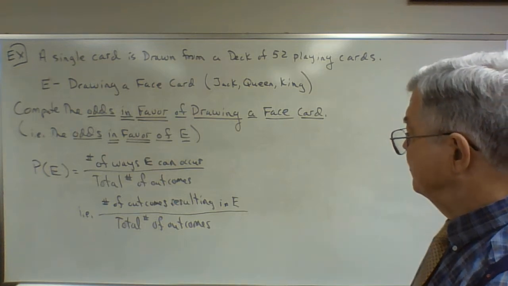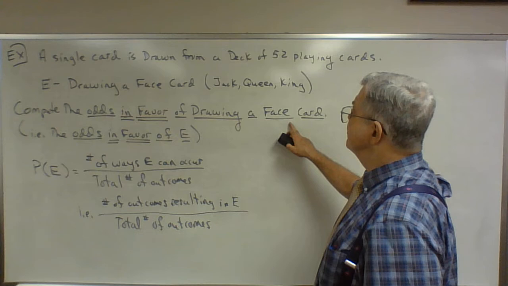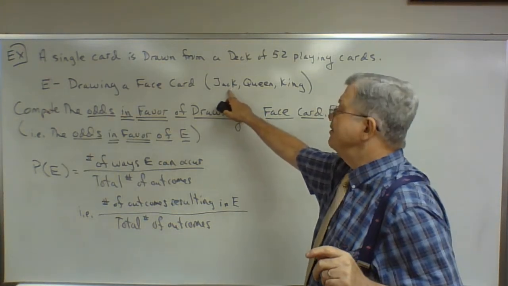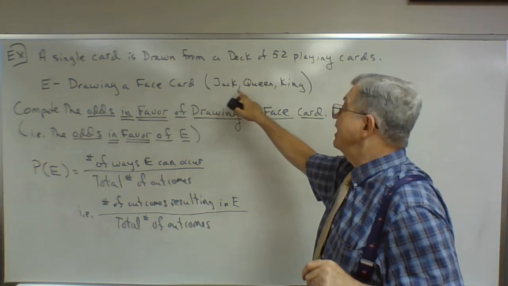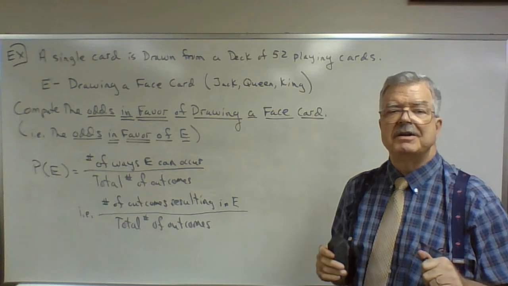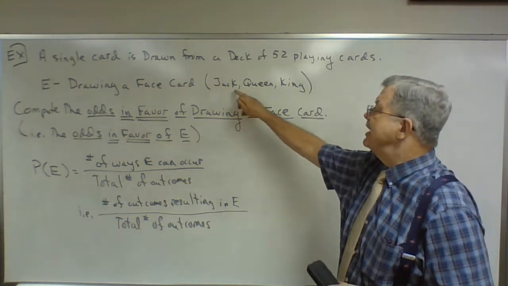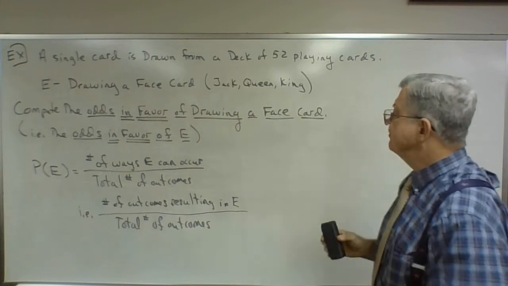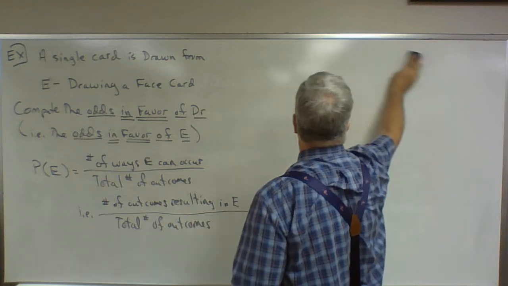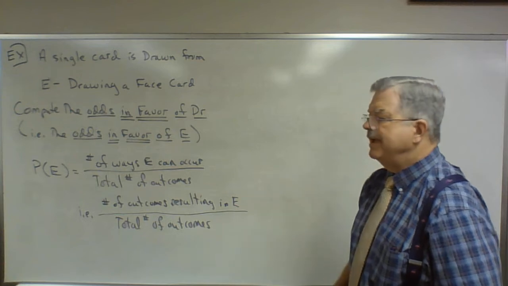Well, let's see. Compute the odds of drawing a face card, and we'll define the rules. Face card, for our purposes, is going to be Jack, Queen, and King. Some people say that aces are a face card. For the sake of this example, we'll restrict face cards to Jacks, Queens, and Kings. Now, how many outcomes result in a face card?